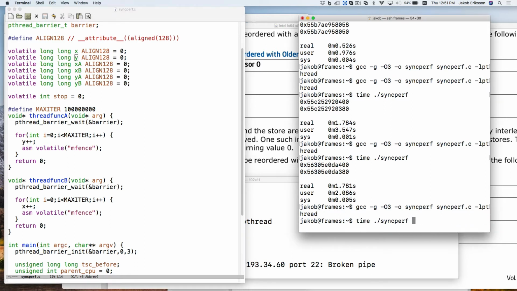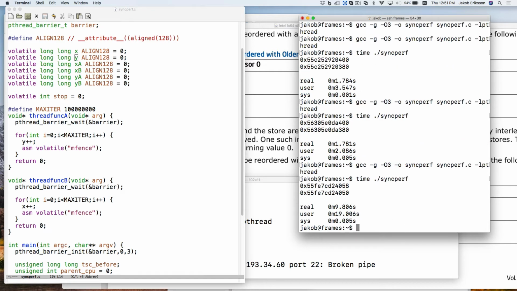Okay, so let's just run this first. So the M fence made it kind of slow on independent cache lines. Using dependent cache lines didn't make it so bad if you don't have the M fence, right? But with the two together, it's really horrible. So now we went from, what was it, 500 milliseconds, but with the M fence, it's 9.8 seconds.